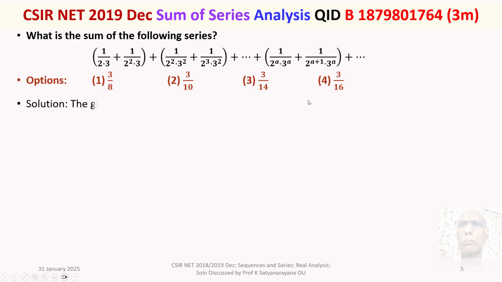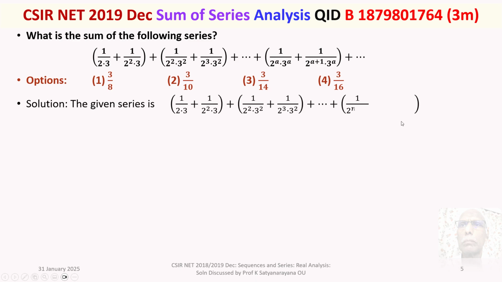Let's now discuss the solution of the problem in detail. This is the given series. So in each bracket there are 2 terms. If you see the first terms in each bracket, that forms one series, plus the second term in each bracket, 1 by 2 square into 3 plus 1 by 2 cube into 3 square plus so on and so forth, that forms another series. So let us break down. Before that, let S be the sum of these series.